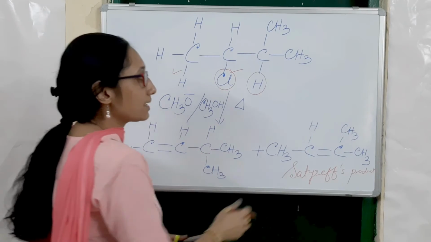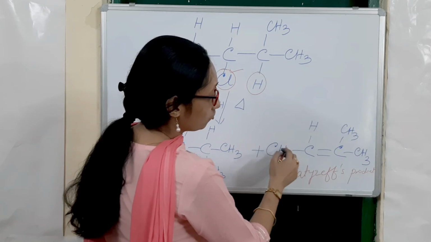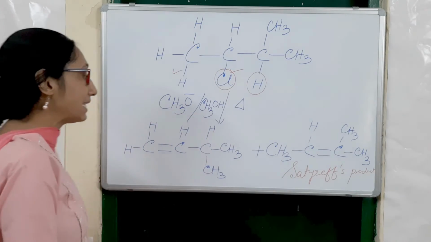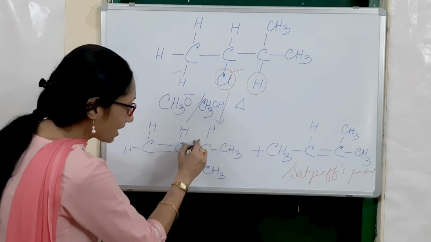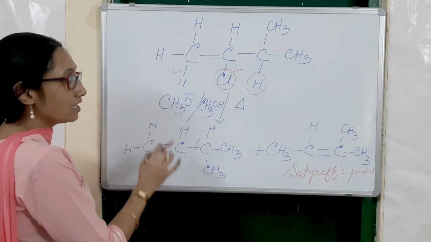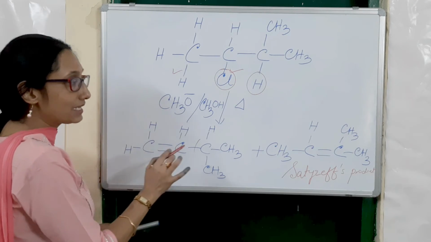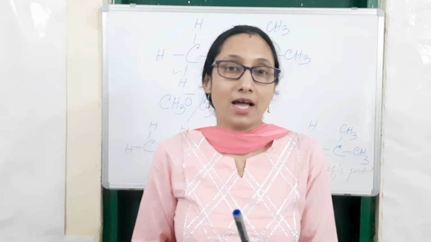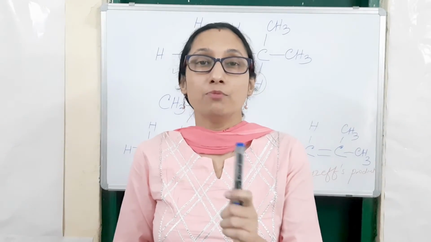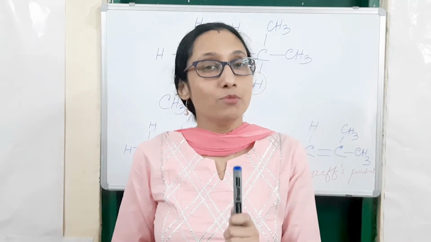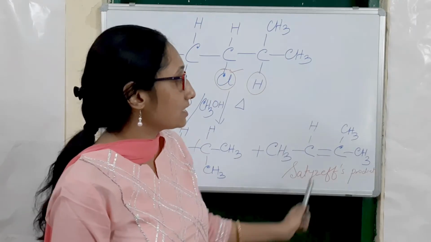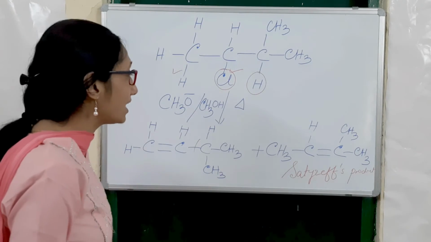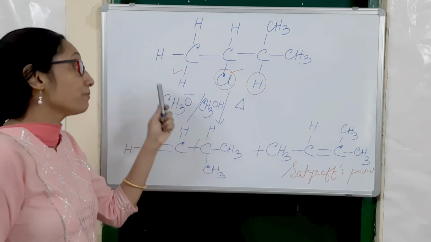Now here how many substitutions do you have? We have here 3 substitutions. So this is a tri-substituted alkene. And here only 1 substitution. So this is a mono-substituted alkene. And we know that the Saytzeff product, that is the alkene with more substitution or the more substituted alkene, is a major product.